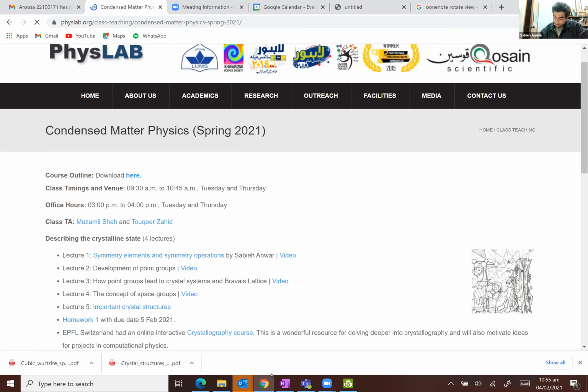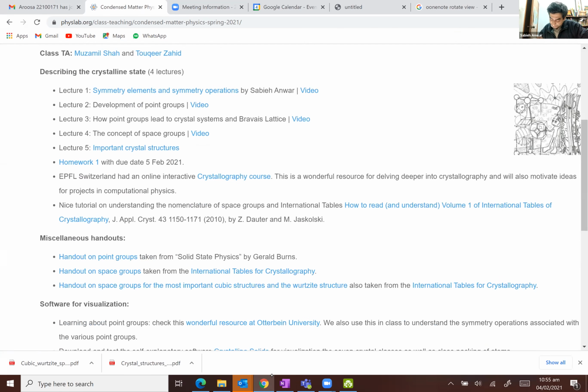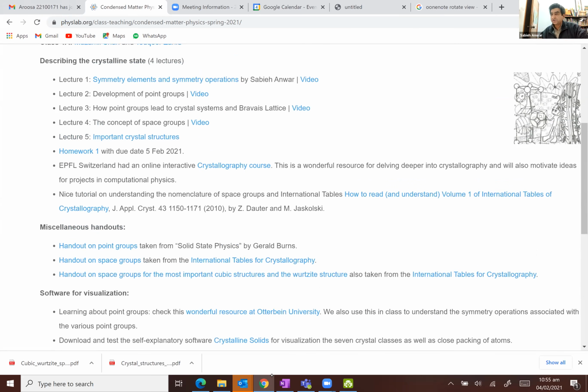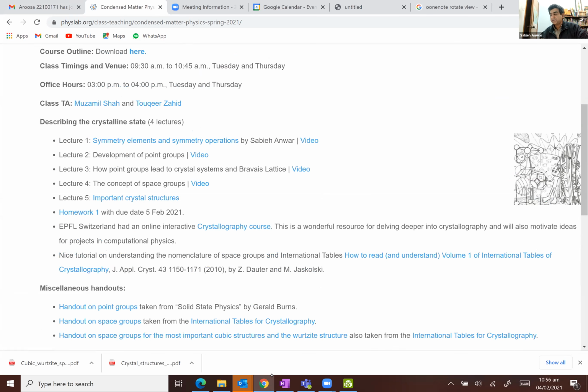There are two really nice websites that help you look at different aspects of crystallography. And then the handouts for space groups I've uploaded, which were the topic of the previous lecture. The handout on space groups for the most important cubic structures, which I've discussed today, I've also uploaded them. So all of this information is also going on to the website. A second homework will be posted later this week, which will cover different aspects of these important crystal structures.